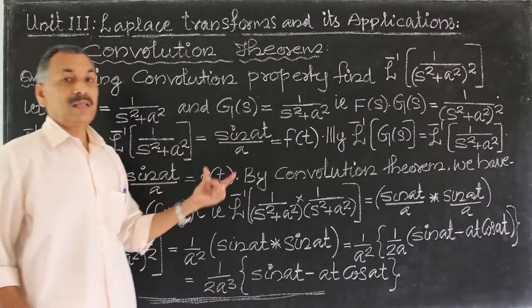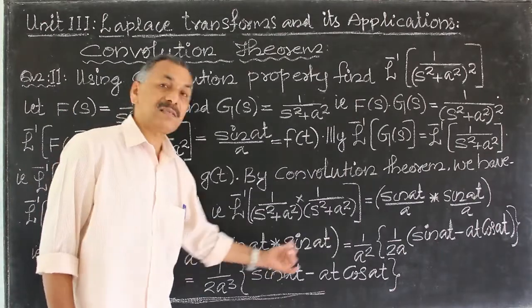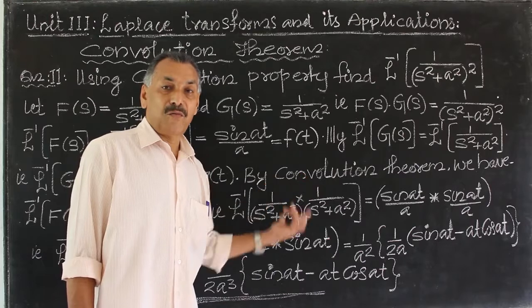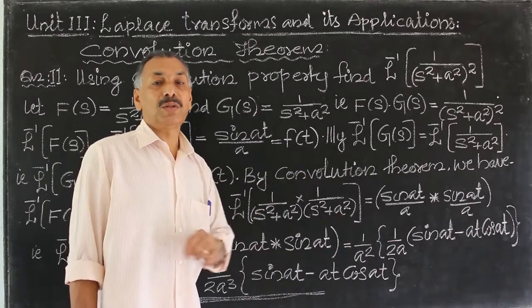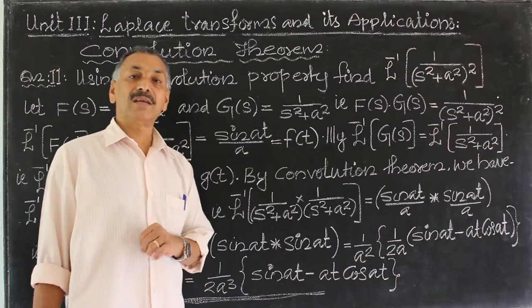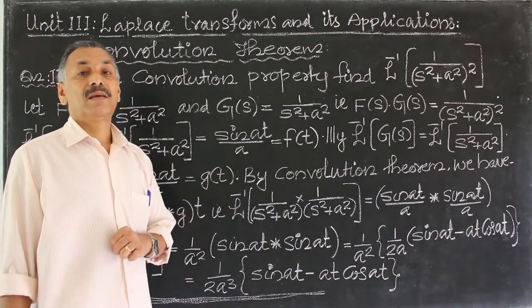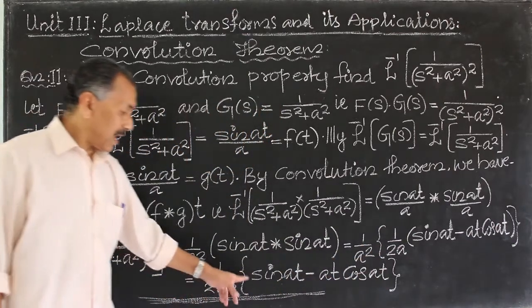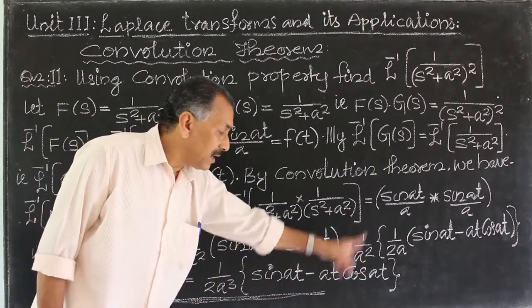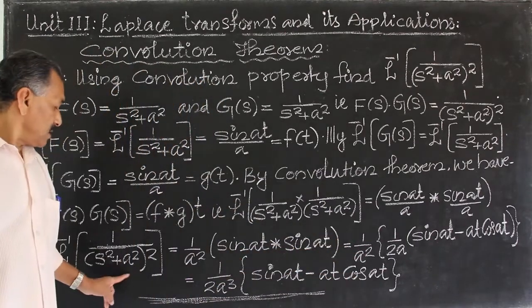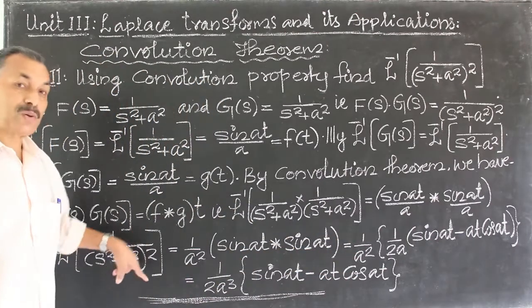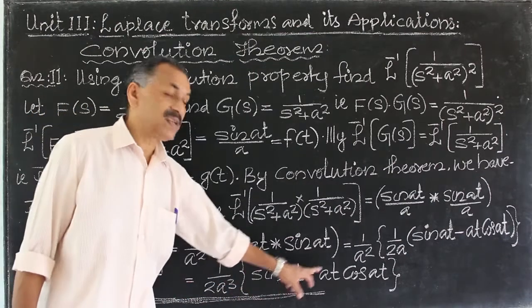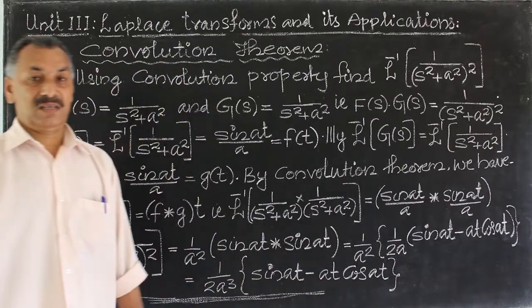Now, this result is verified, where we have to say sin a t convolution sin a t value is the integral 0 to t of f of u into g of t minus u du, applying it as in the sin omega t convolution sin omega t case. This is equal to 1 divided by 2 a cube into (sin a t minus a t cos a t). So Laplace inverse of 1 divided by (s square plus a square) whole square is equal to 1 by 2 a cube into (sin a t minus a t cos a t).